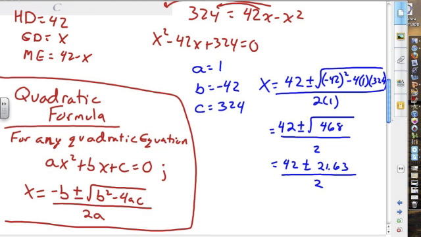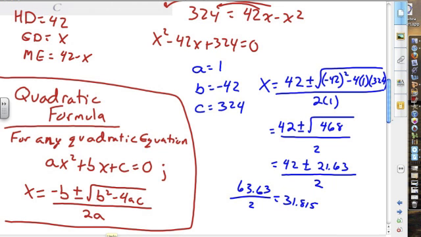I'm sorry, okay, we'll just take what I got there. So 42 plus 21.63 equals 63.63. If I divide that by 2, I get 31.815. Taking a look at our figure there, that doesn't seem to make a whole lot of sense.